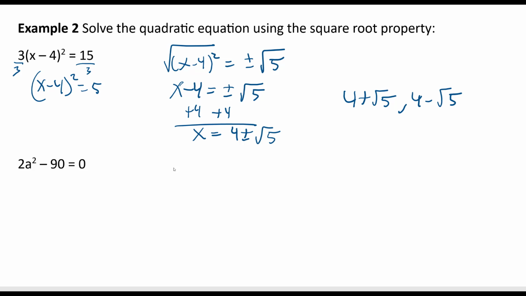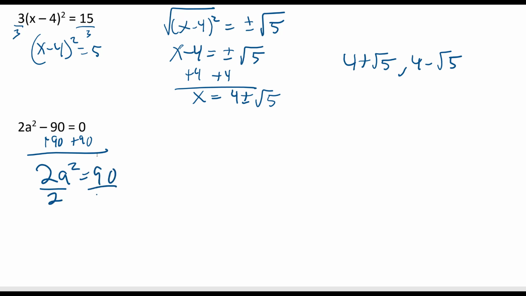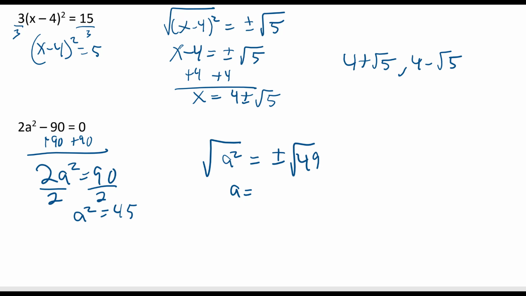Now for the next one, I have 2a squared minus 90 equals 0. I can add 90 to both sides. I have 2a squared equals 90. Then I can divide by 2. So a squared equals 45. Now if I take the square root of a squared, then I would take plus or minus the square root of 45. So a would be, that's 45, not 9.